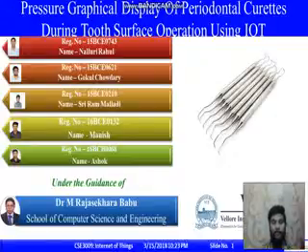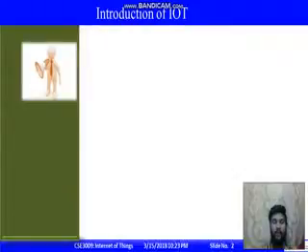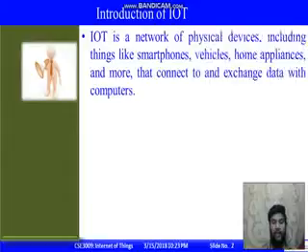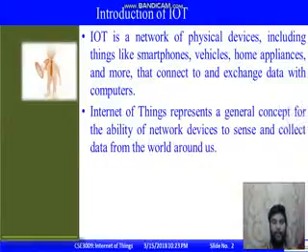We use Internet of Things to receive more data, to control stuff, to automate, to make things faster, and many more. Internet of Things represents a general concept for the ability of networks and devices to sense and collect data from the world around us, and then share the data across the internet, where it can be processed and utilized for various interesting purposes. Let me give you an idea of the process schematic, how IoT works.